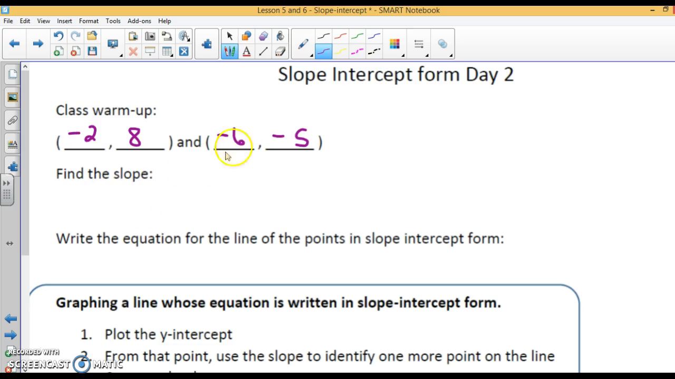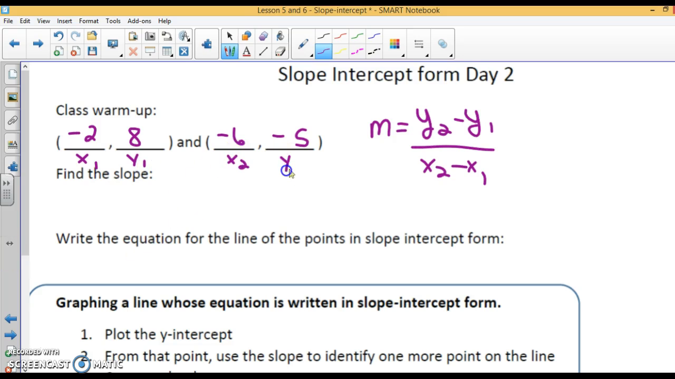All right, when you are given 2 points, you need to use your slope formula. Slope formula: y sub 2 minus y sub 1 over x sub 2 minus x sub 1. I'm going to label my points. This is my first point, so x sub 1 and y sub 1. My second point, x sub 2 and y sub 2. Now, it's a matter of substitution.